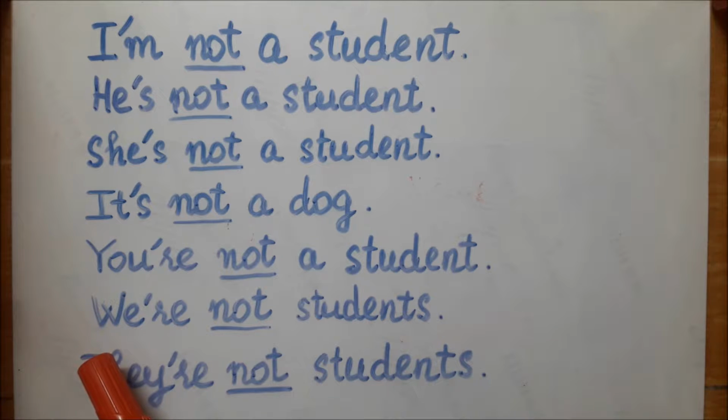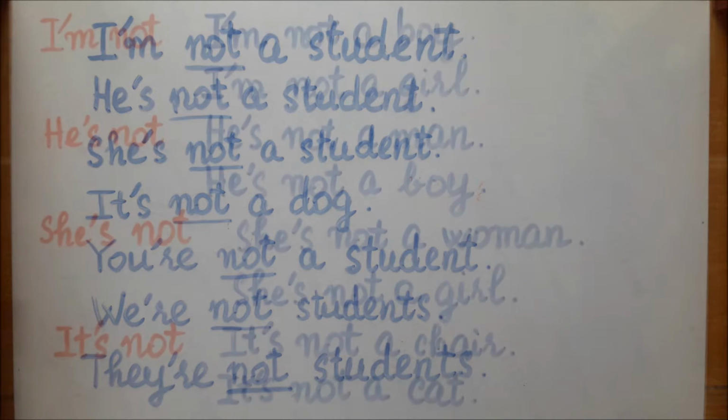The next one we have we are, we're. It's a little bit different. We means more than one, many. So we say students. We put an S and we don't put the H in front. So we're not students. Last, they, same thing. They means more than one. So they're not students.